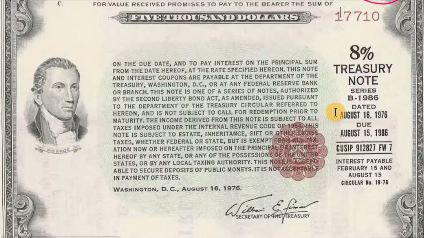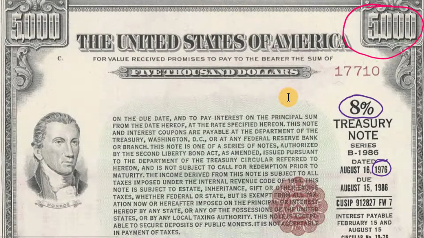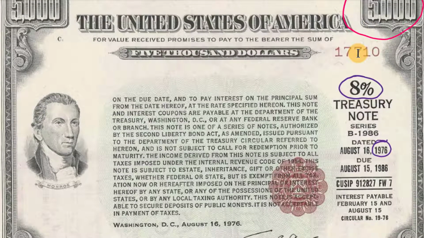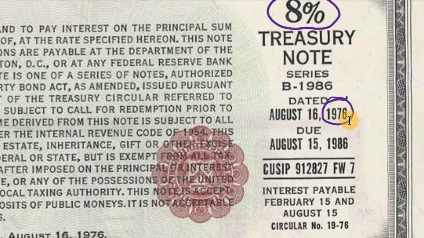Now this bond that we're looking at is actually quite old. This one was issued in 1976 in the United States. And the interest rate, now this is the stated or coupon rate, is 8%. So what that means is that per year, this bond will pay you 8% interest on the face value, $5,000. Whether you pay $5,000 for it or not, again, is kind of a different issue. And this is a 10-year note. So it is issued August 16th, 1976, due August 15th, 1986. So it's a 10-year bond.